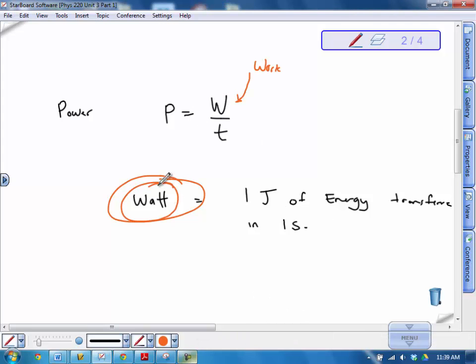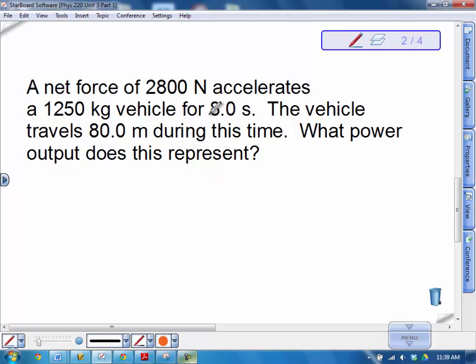Don't be confused between work and watts there. This is work for a problem. This is watts, the unit on power. Okay, so let's try an example problem with that then.